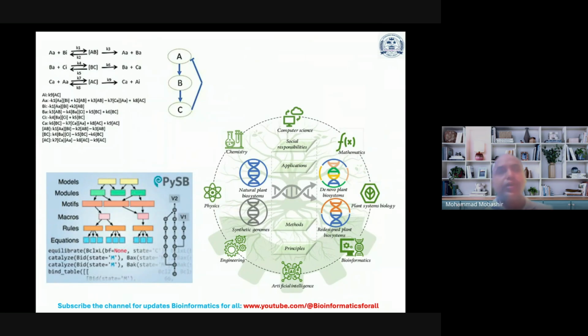In a similar way, you can divide it into models, modules, motifs, macros, rules, equations. So you also need to set the rules based on some biological systems. And this is displaying what information you need to have before you proceed to enter into the systems biology realistic approach.